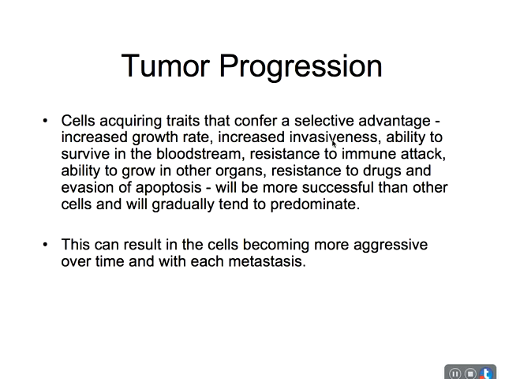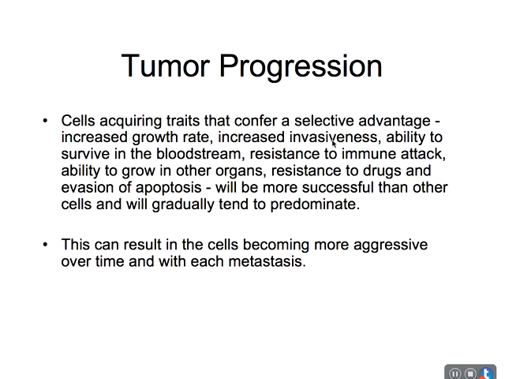Well, it turns out that in order for that tumor to go through and eventually form, you have to have several eventualities happen. So cells acquiring traits that confer a selective advantage. They have to have an increased growth rate, right? They have to be able to outgrow other cells in the area. The increased invasiveness, in other words, they can chemotax, they can make their proteases, they can invade into new tissues. The ability to survive in the bloodstream, that's somehow avoiding the immune system. Resistance to immune attack, the ability to grow in other organs.